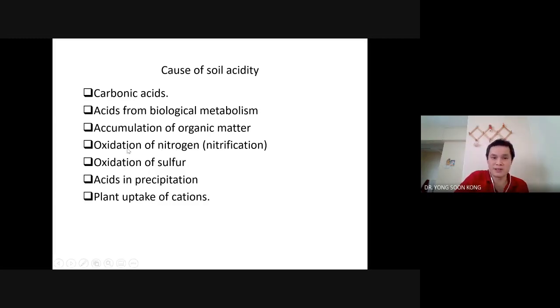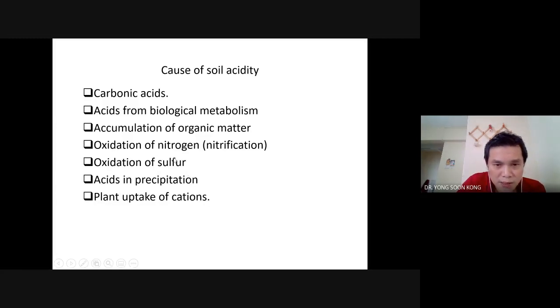However, there are other factors as well. Oxidation of nitrogen, oxidation of sulfur. Remember just now I said anthropogenic pollution. These are the two: oxidation of nitrogen and sulfur. Again, I'll explain more about that. Because of this, they mix with rainwater and it becomes acid precipitation and plant uptake. So basically, there are three factors I would say, two of which are natural. One is man-made.